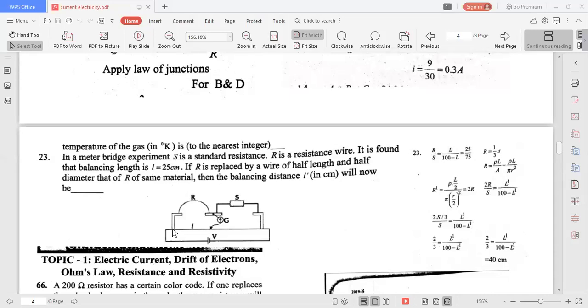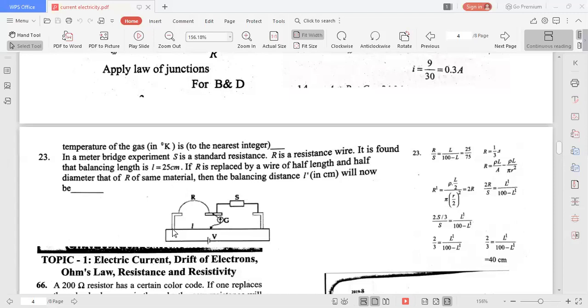In the first case, the balance length is given as 25 centimeter. L is equal to 25 centimeter. So L dash into 100 minus 25 is equal to 200 into 25 minus 2 into 25 into L dash. Therefore, 75 L dash is equal to 5000 minus 50 L dash.